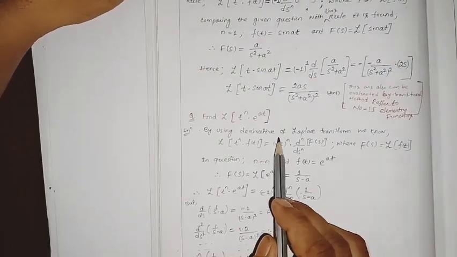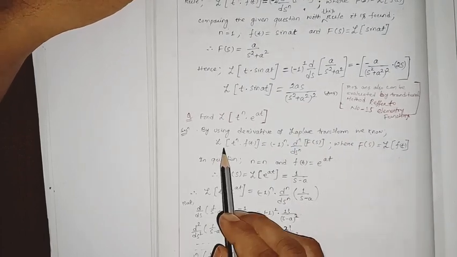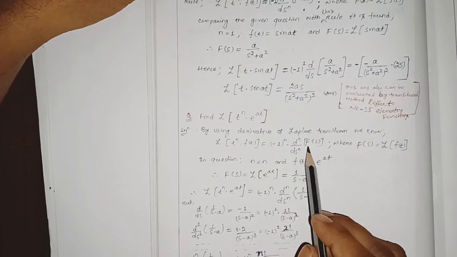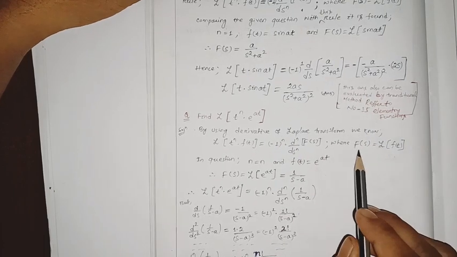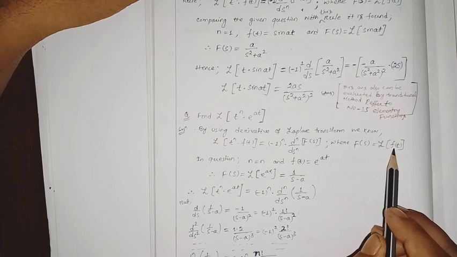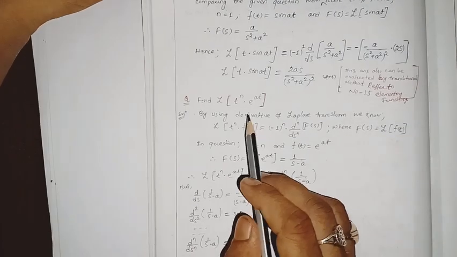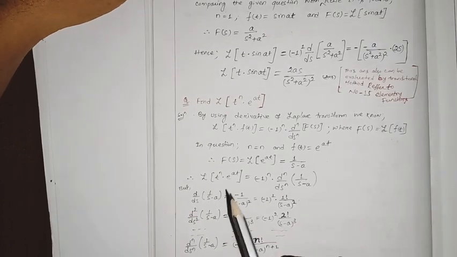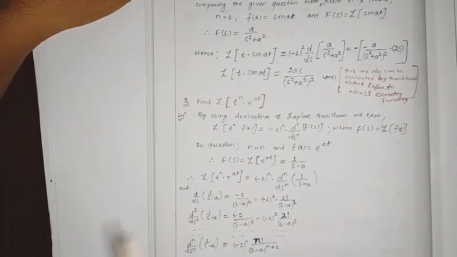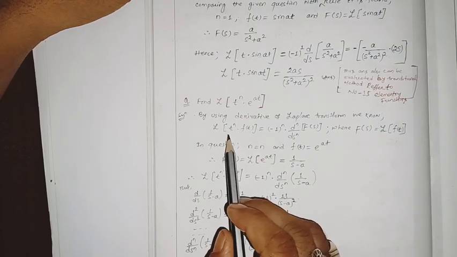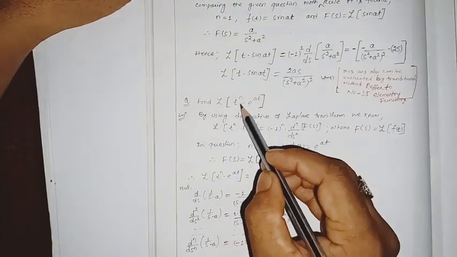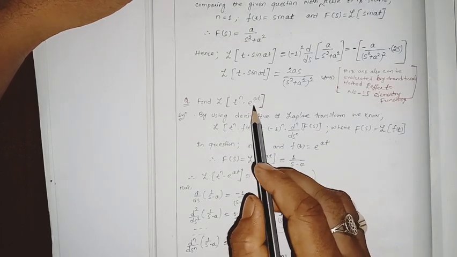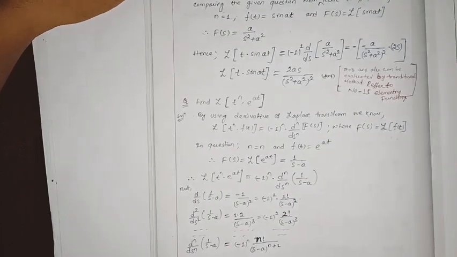By using the derivative of Laplace transform, we know that the Laplace transform of t to the power n f of t equals minus 1 to the n times the nth derivative of capital F of s, where capital F of s is your Laplace transform of f of t. So if I compare with the question, then n equals n, and f of t is your e to the power at, and F of s will be required.